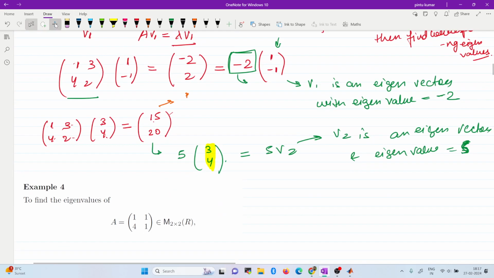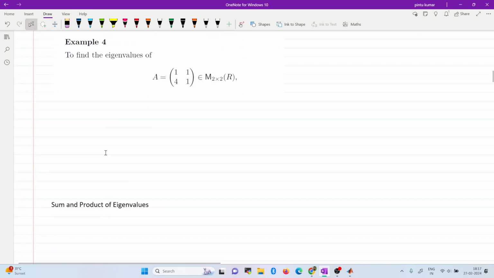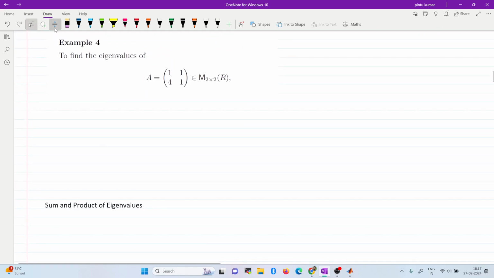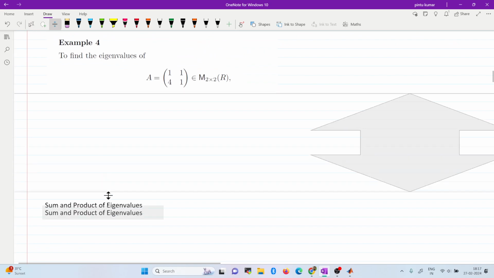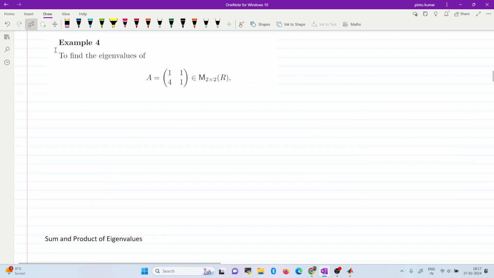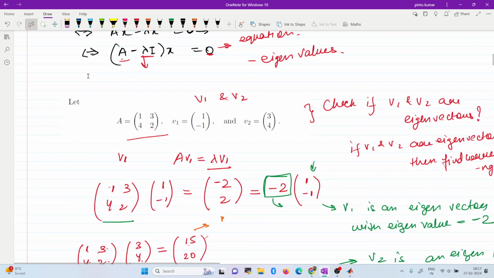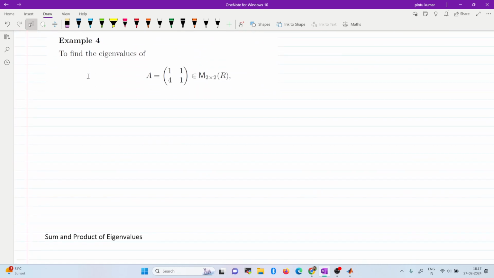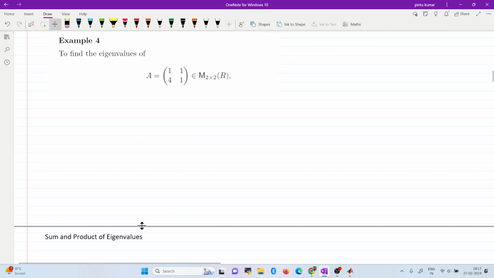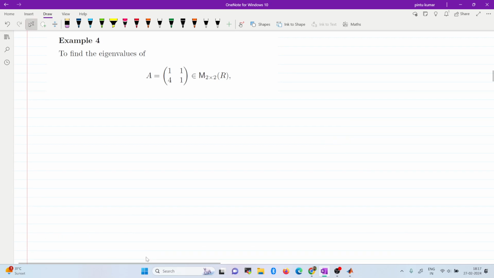So we have one more question over here, where we'll try to find eigenvalues and eigenvectors from scratch. In the previous part, we were given two vectors and we had to verify if they are eigenvectors or not. Now you are not given anything, you are just given the matrix A, and you have to find all the eigenvalues and corresponding eigenvectors. So we will try to solve this.